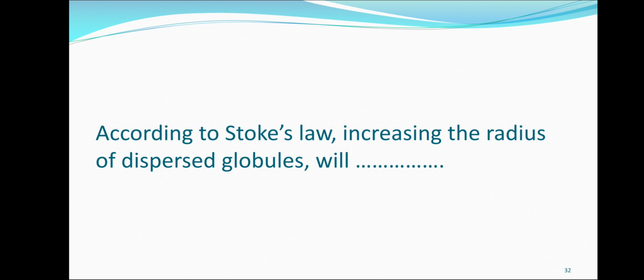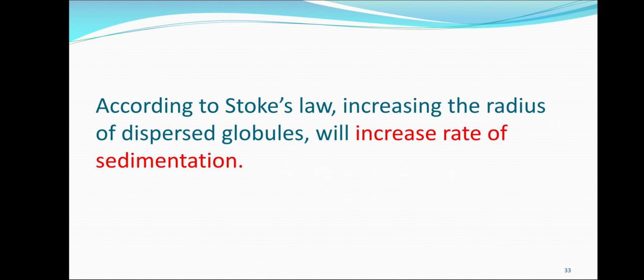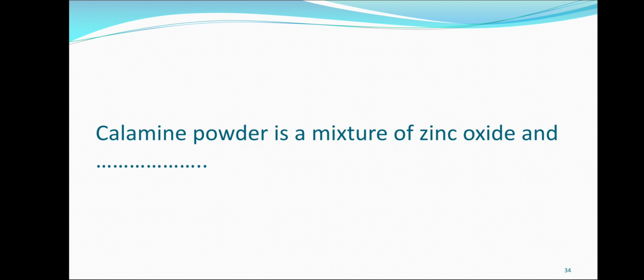Next is: according to Stokes law, increasing the radius of dispersed globules will dash. The answer will be increase the rate of sedimentation. Next is: calamine powder is a mixture of zinc oxide and dash. The answer will be ferric oxide, because in presence of ferric oxide calamine gives a pink color.